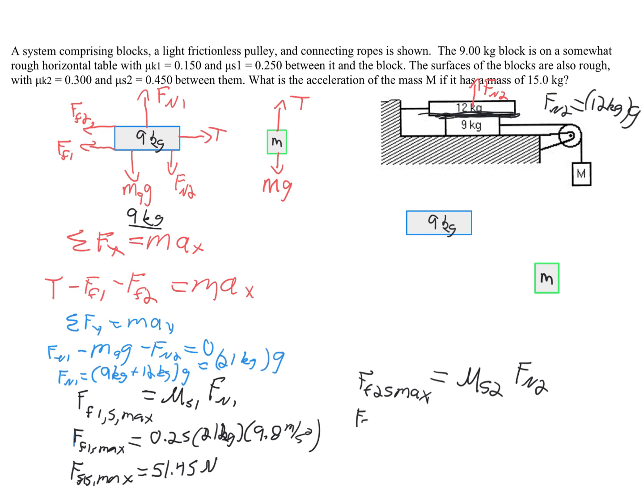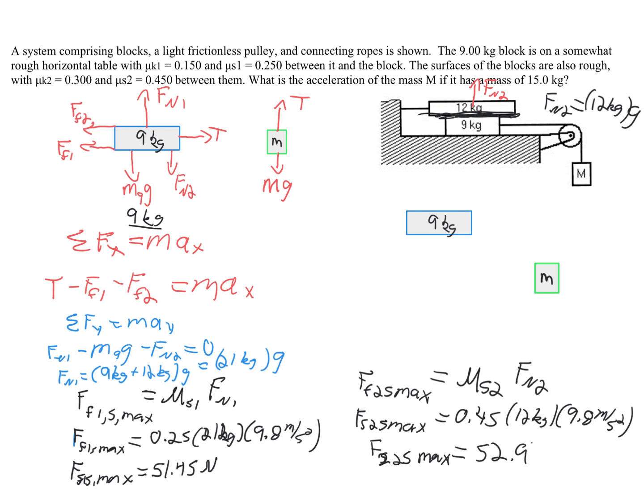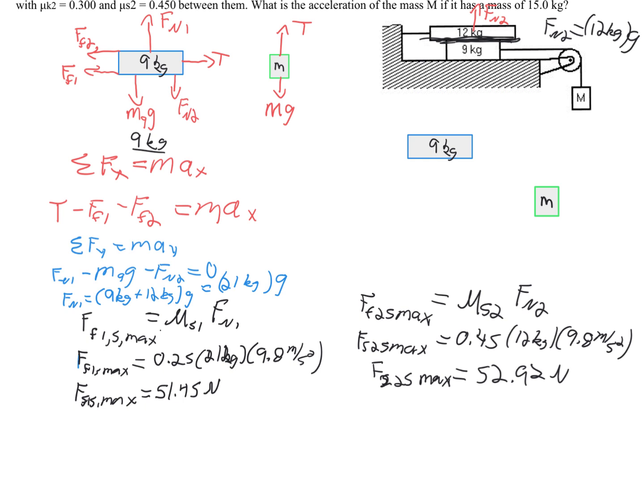So the force of friction 2 static max should come out to be equal to 0.45 multiplied by 12 kilograms multiplied by 9.8 meters per second squared. And so the second max static force of friction should come out to be equal to 52.92 newtons.